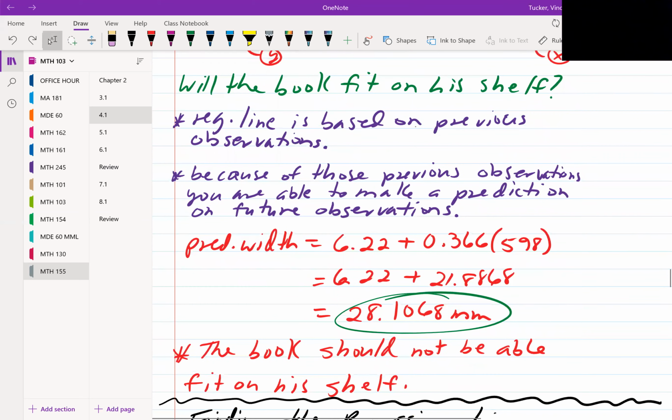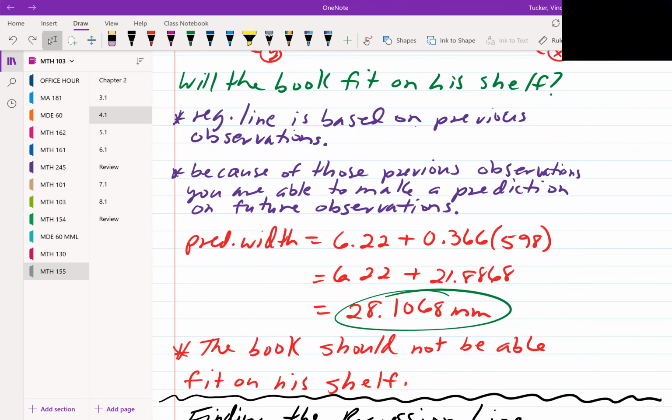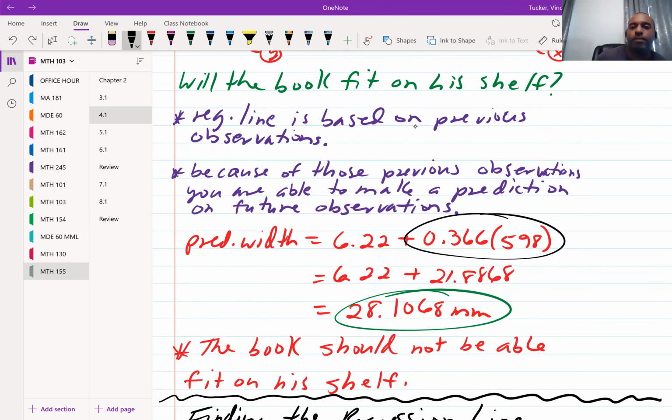Is that where the 21.8868 is too? Because I didn't see that up there. No, you multiply these two numbers, and that gave you that. Got it. Okay, yeah, not a problem. So order of operations, do the multiplication first, and then add it to the 6.22.